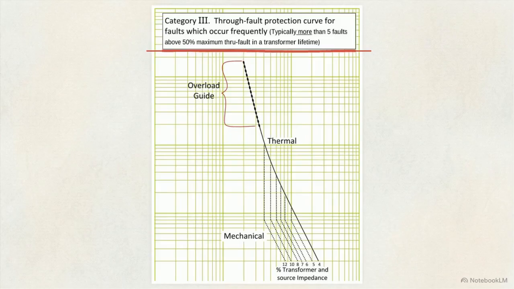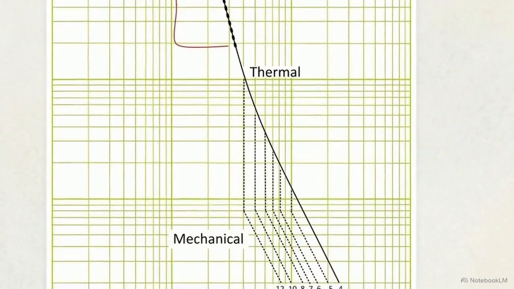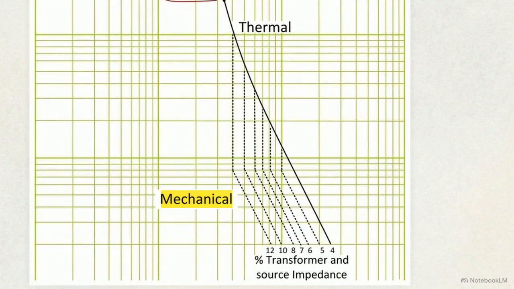This graph plots the ANSI Category 3 damage curve, defining exactly how much through-fault current a transformer can survive over time. The steep upper slope represents the thermal limit, where long-duration faults cook the insulation, while the lower section tracks the mechanical limit, where massive, sudden fault currents physically warp the copper.